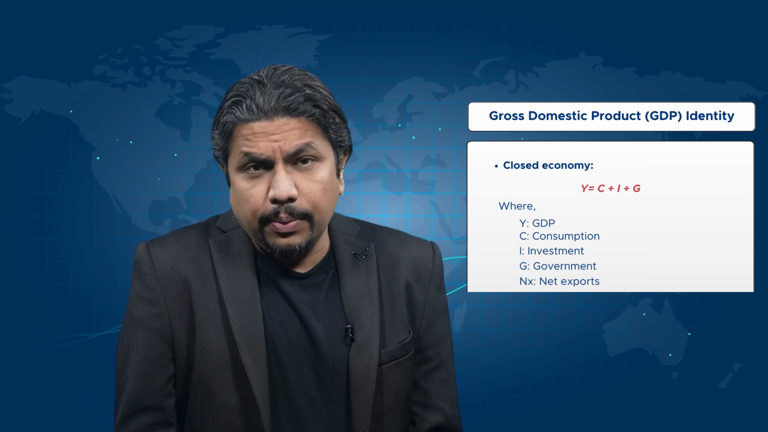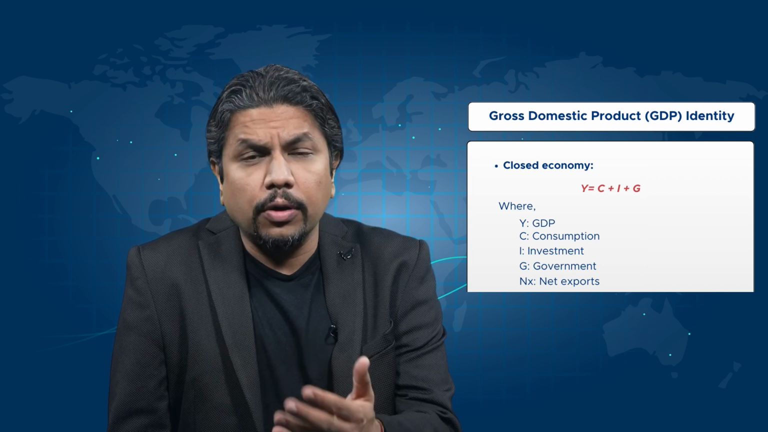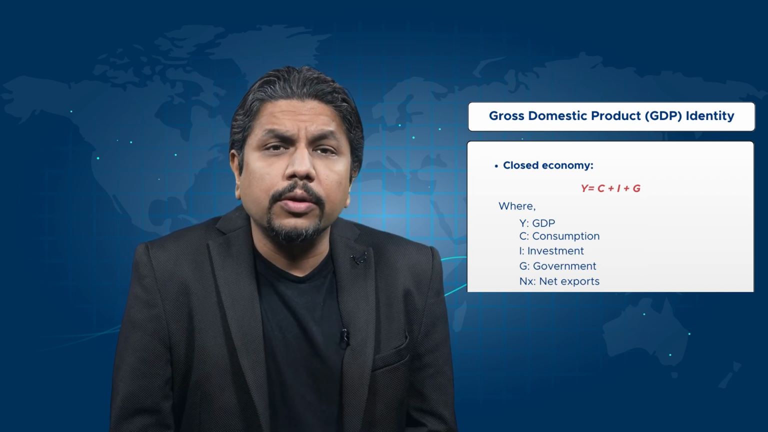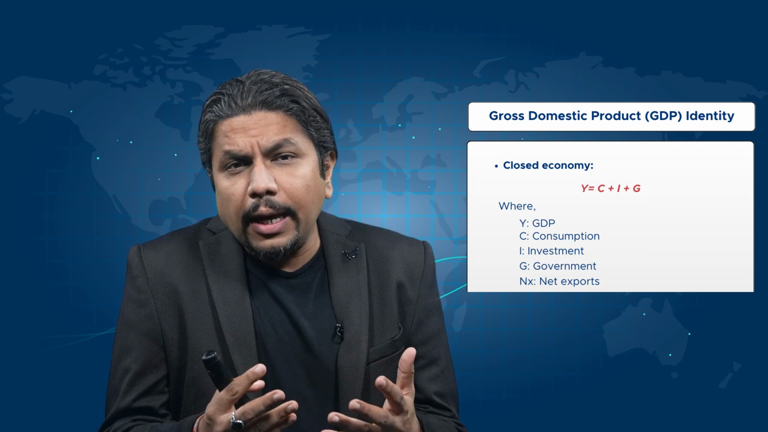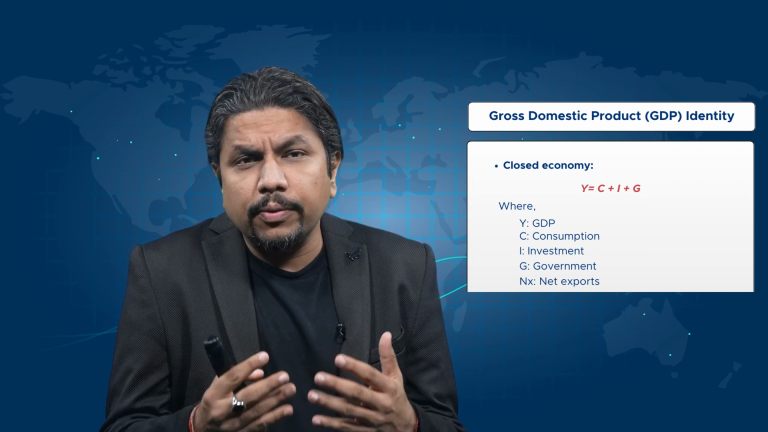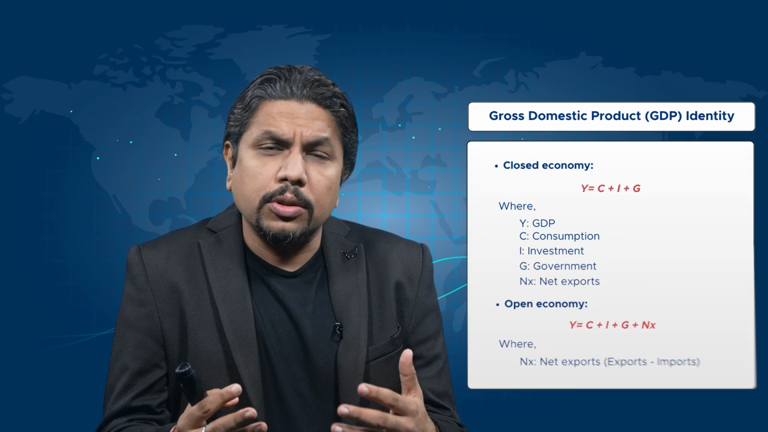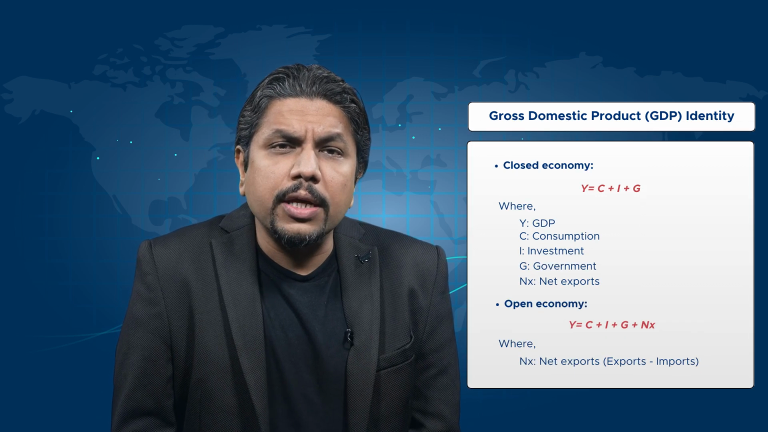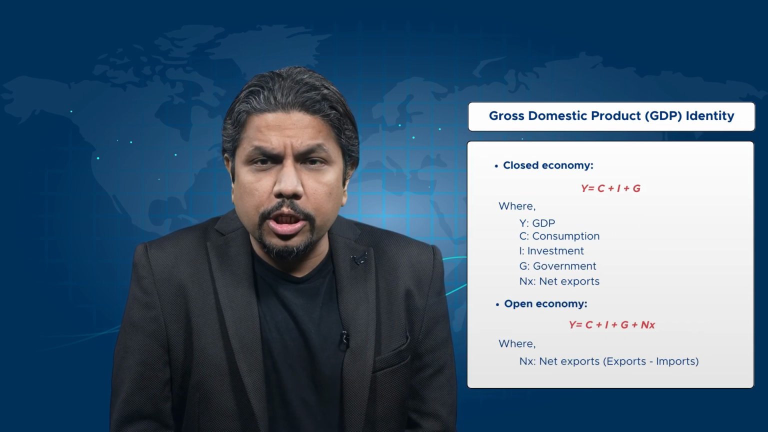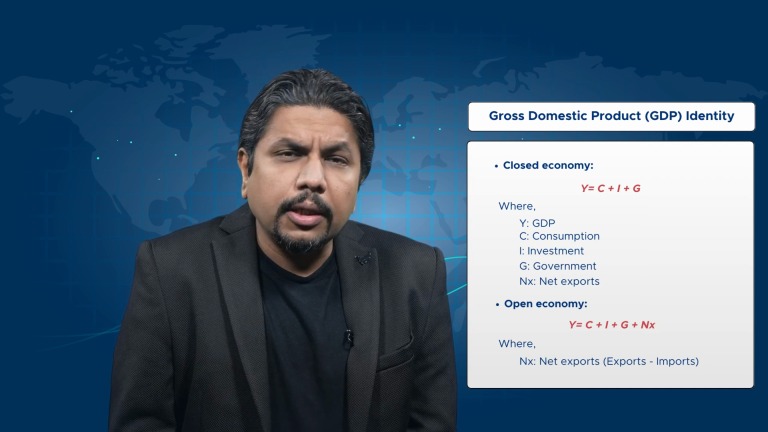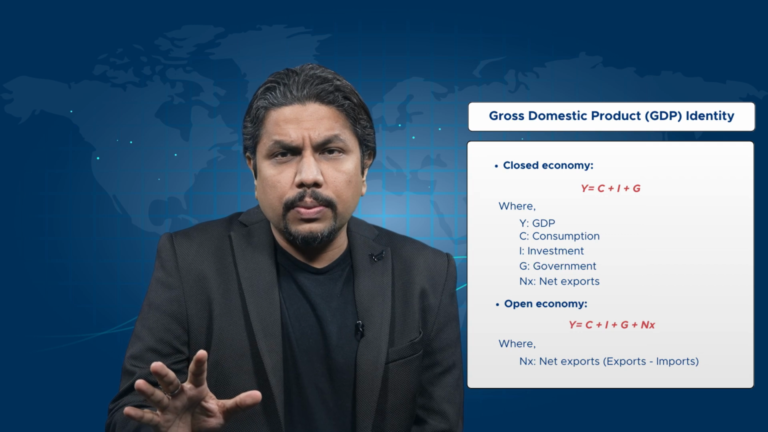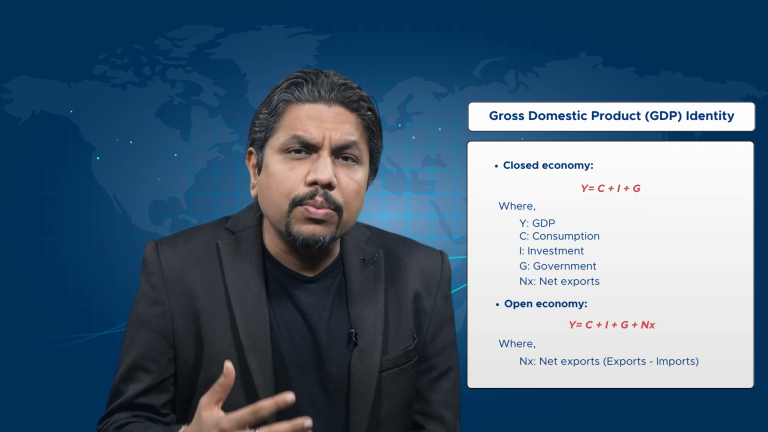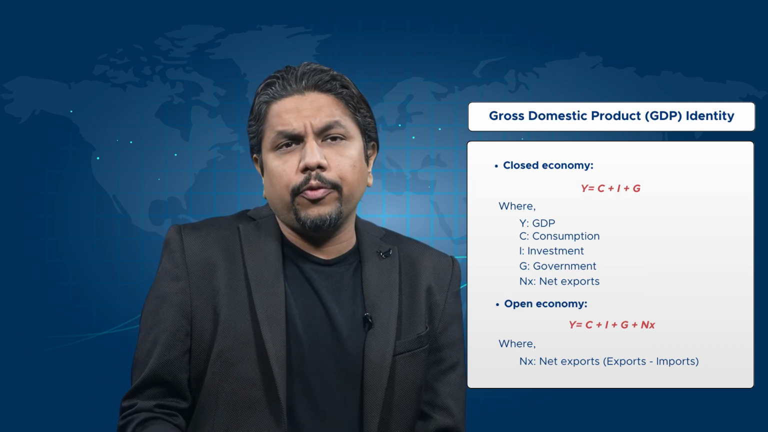But in reality, countries are trading all the time. They are buying goods from abroad, which we call imports. They are also selling goods to other countries, which are called exports. So now we will add the term net exports to our GDP identity. So the GDP identity now becomes Y is equal to C plus I plus G plus NX. The net exports term is simply exports minus imports. It tells us whether we are selling more to the world than we are buying from it.